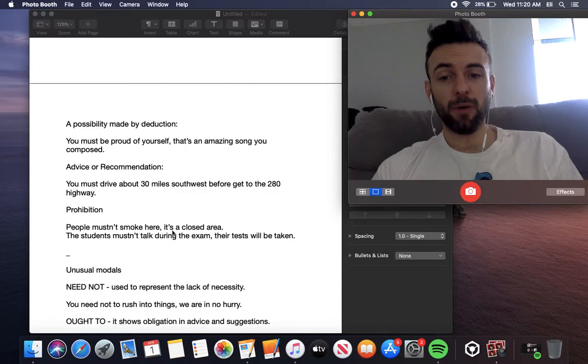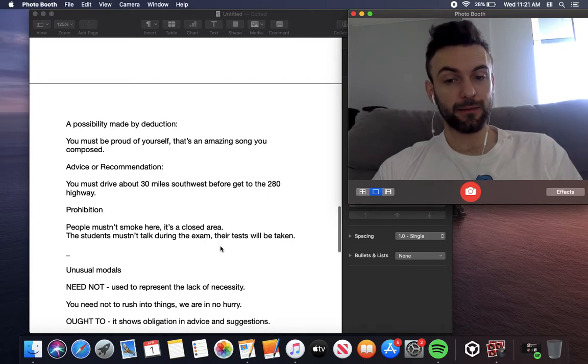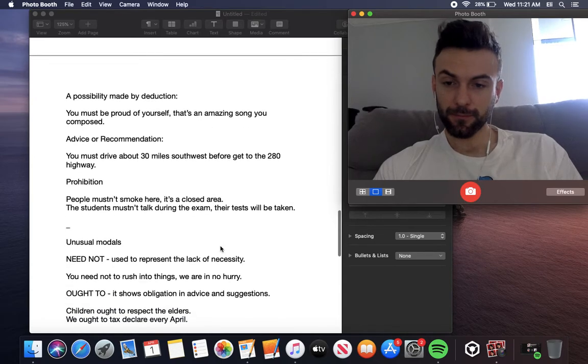People mustn't smoke here. It's a closed area. The students mustn't talk during the test. Their test will be taken. Pronunciation here, mustn't.